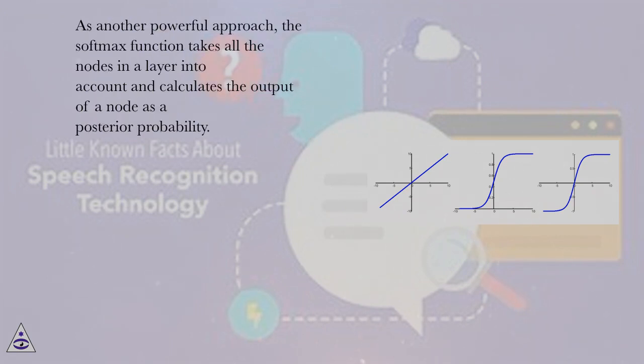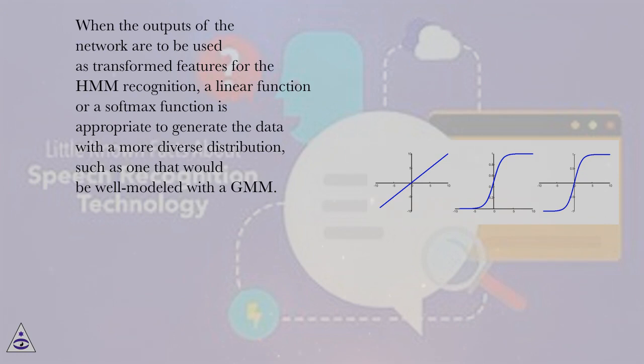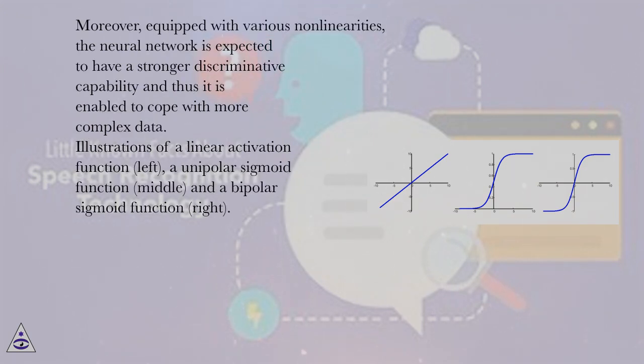As another powerful approach, the softmax function takes all the nodes in a layer into account and calculates the output of a node as a posterior probability. When the outputs of the network are to be used as transformed features for the HMM recognition, a linear function or a softmax function is appropriate to generate the data with a more diverse distribution, such as one that would be well modeled with a GMM. Moreover, equipped with various nonlinearities, the neural network is expected to have a stronger discriminative capability and thus it is enabled to cope with more complex data. Illustrations of a linear activation function, left, a unipolar sigmoid function, middle, and a bipolar sigmoid function, right.